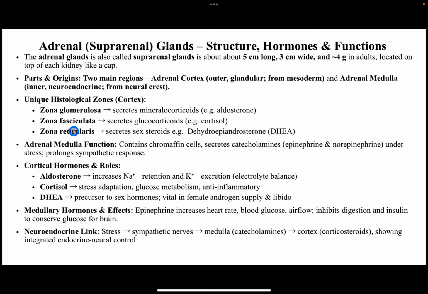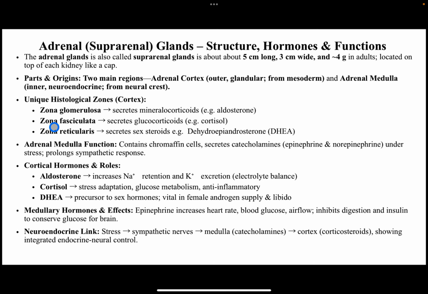The layer next to the medulla, the innermost, is the zona reticularis. So from the adrenal medulla, we are coming to the cortex, and the cortex meets this zone first, the zona reticularis. Then the middle layer is the zona fasciculata. Then the outermost layer of the adrenal gland, or the suprarenal gland, is the zona glomerulosa.